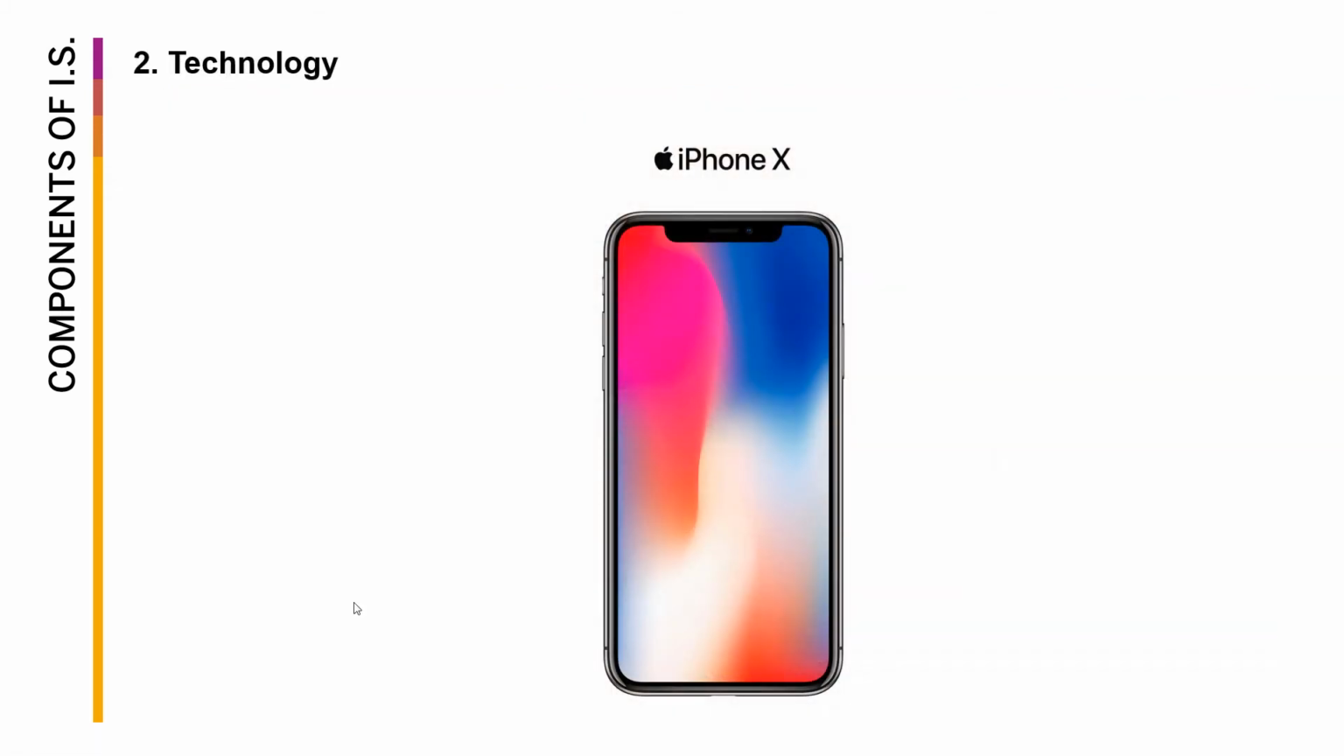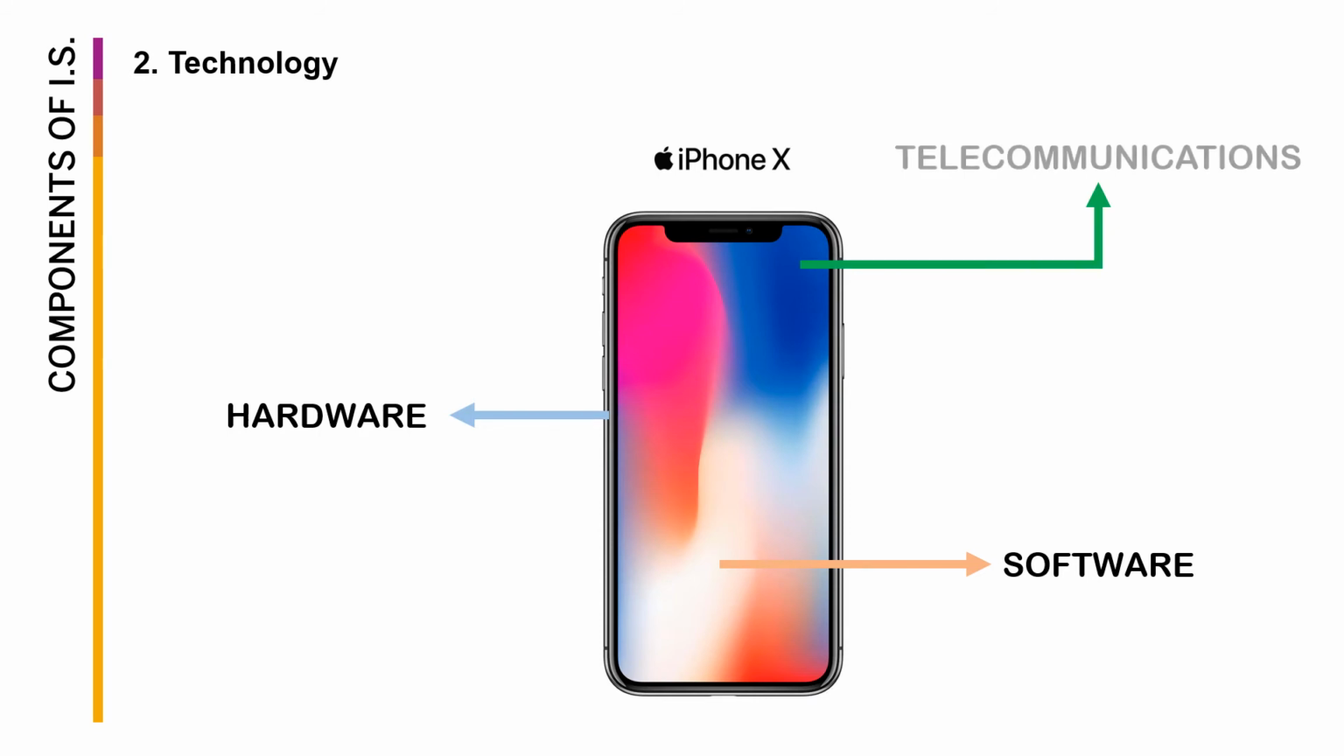The second component of information system is the technology itself. And to simplify the components of technology, let's use the iPhone as an example. An iPhone has the hardware, which is the phone itself. It also has the software, the iOS, to run the applications inside it. Also, we have the telecommunications component, which allows the iPhone to interact with other devices or anything connected to the internet.